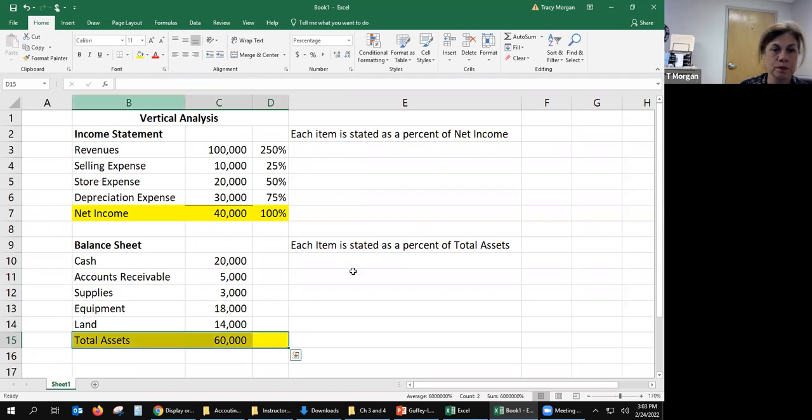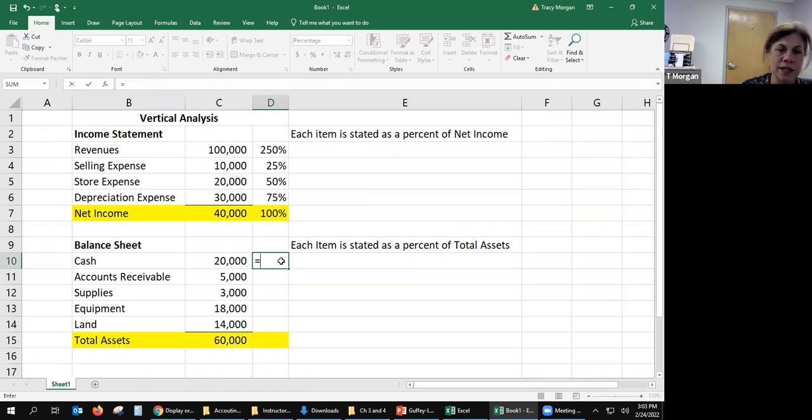Let me highlight that. So here, my formula is 20,000 divided by 60,000, enter, 5,000 divided by 60,000, enter. Okay, so I think you get the point, but each individual item is going to be divided by the answer to that particular financial statement. Okay, so we have equipment, 18,000 divided by 60,000. I'll talk and mess it up though. Okay, equals 14,000 divided by 60,000.